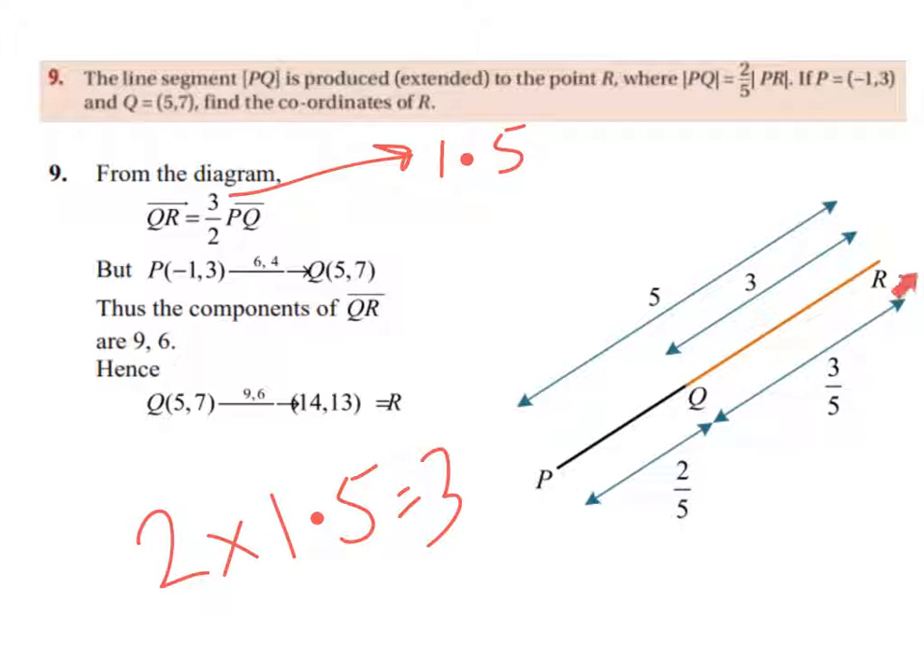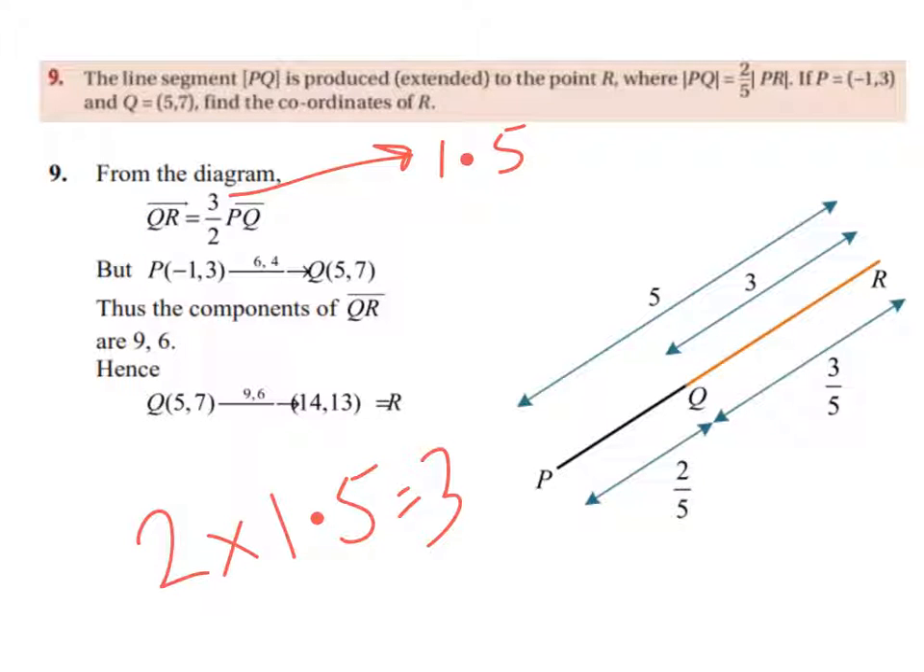So we can break it all down into fifths. So we can think that PR is 5/5. If P to Q is 2/5, then Q to R must be 3/5. So from Q to R is 3 parts out of a total of 5 parts, so 3/5.